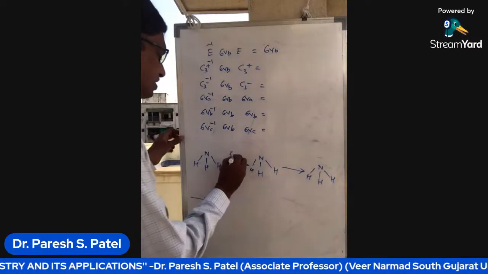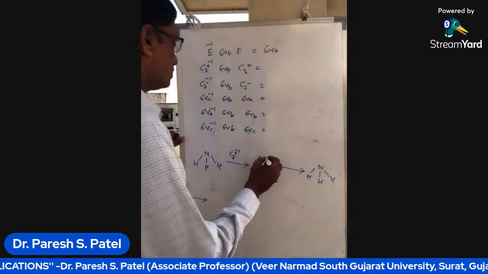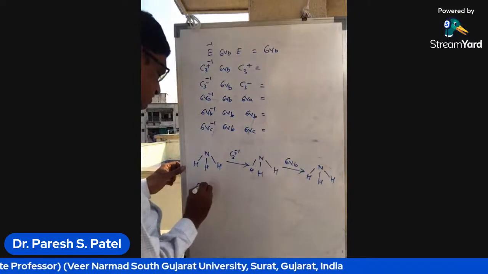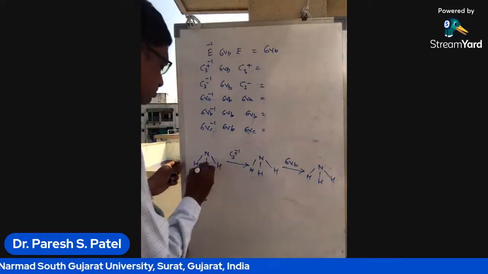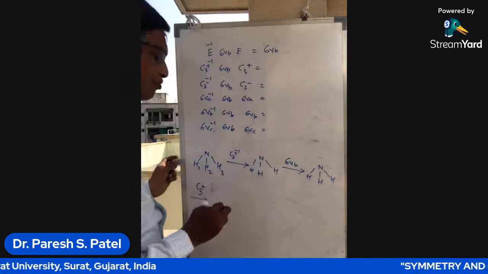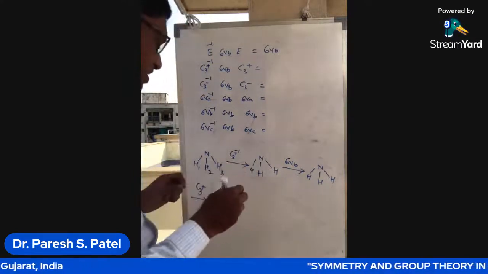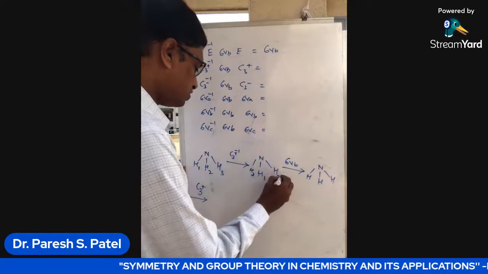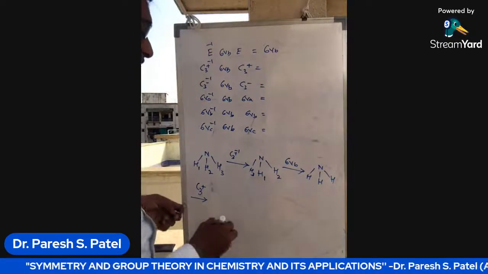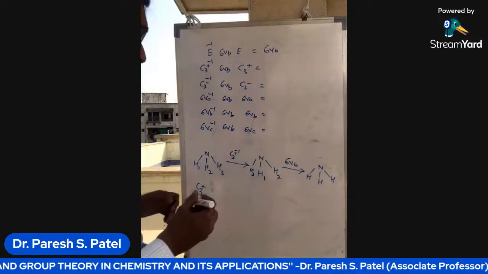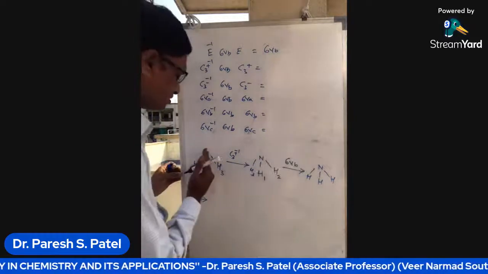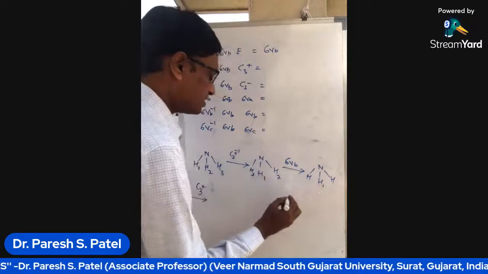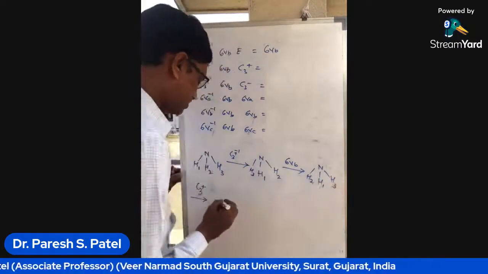So here C3 plus inverse, sigma Vb and C3 plus. Suppose this one is 1, 2 and 3. If you operate C3 plus inverse, it means one time anticlockwise rotation. So 1, 3 and 2. Then sigma Vb. This is rotation followed by the reflection. It means sigma Vb. This is the exit position for hydrogen 2. So we consider hydrogen 1 as it is, and 2 and 3 are interchanged.